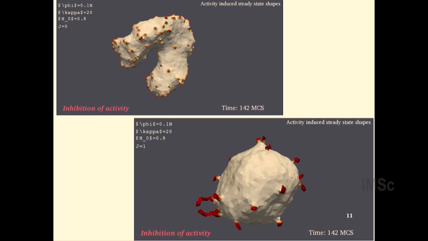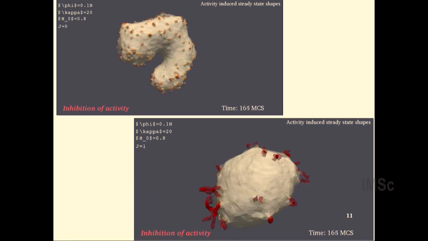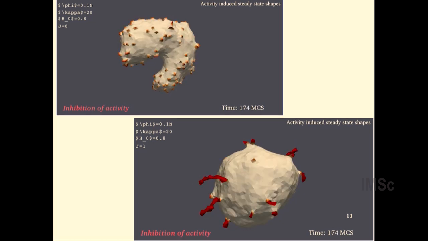The difference between these two is that here the red points don't interact with each other, and here the red points do interact with each other. When they interact attractively, there should actually be a phase separation, but once you have the activity, that phase separation is suppressed. That is another point which I wanted to show.